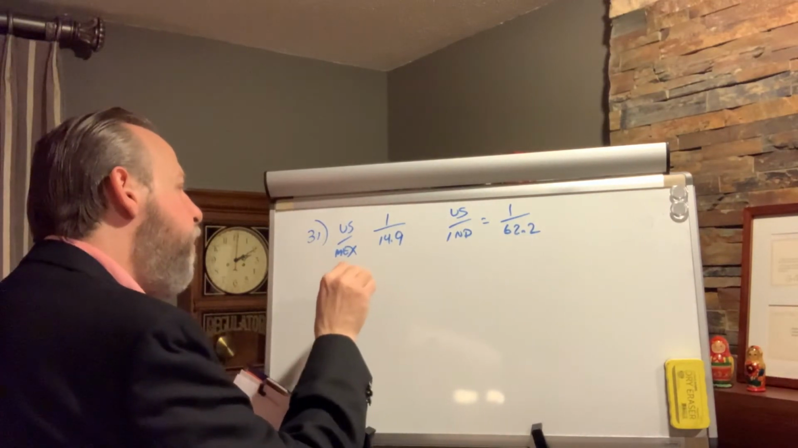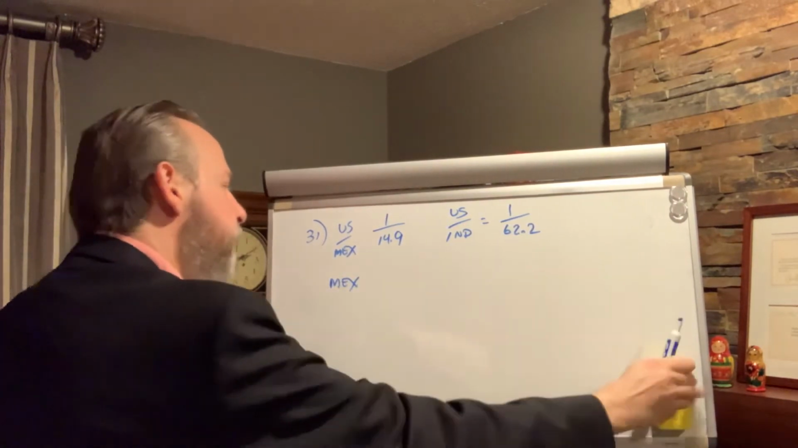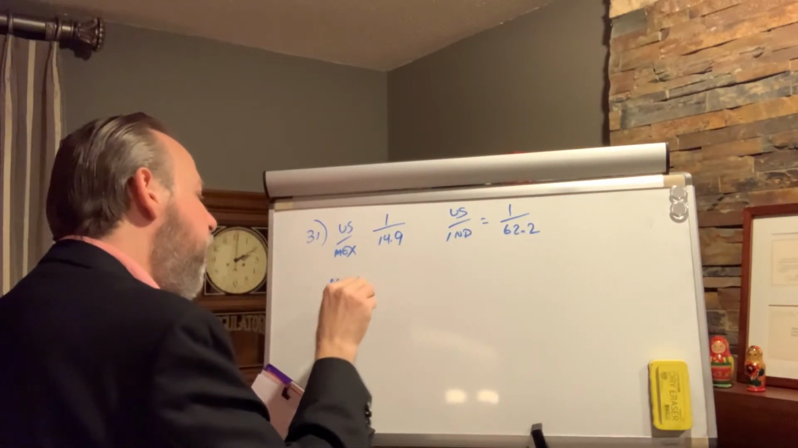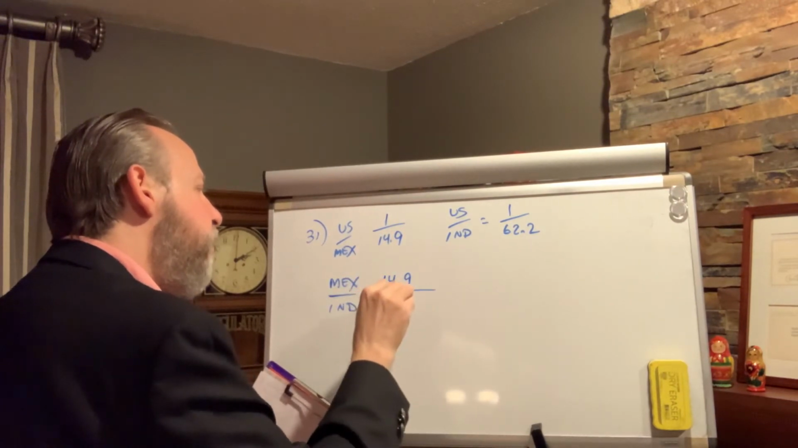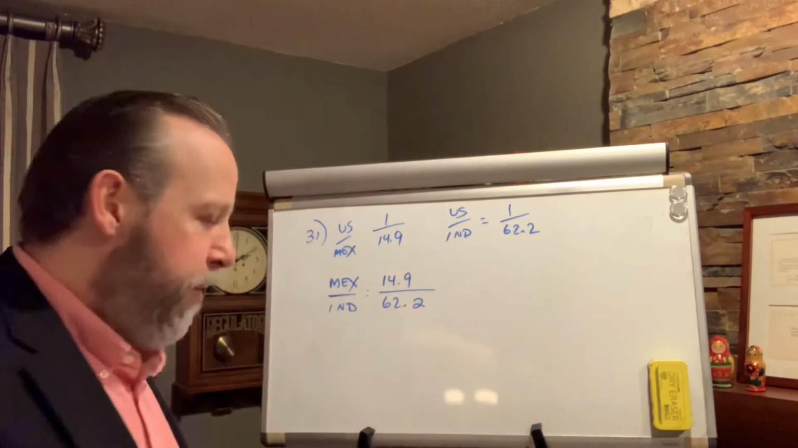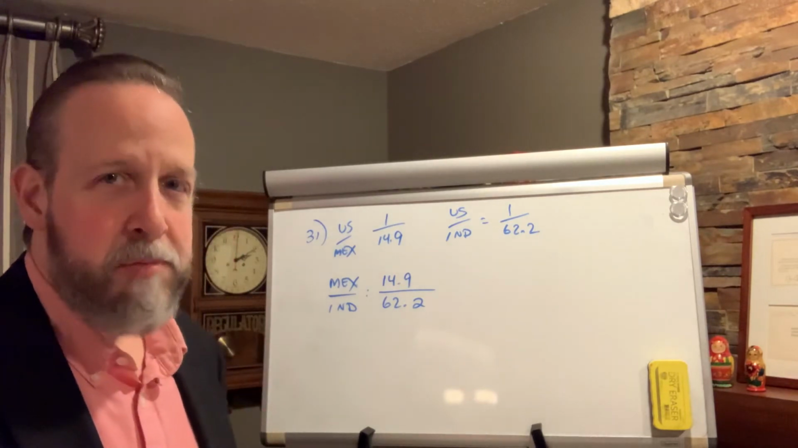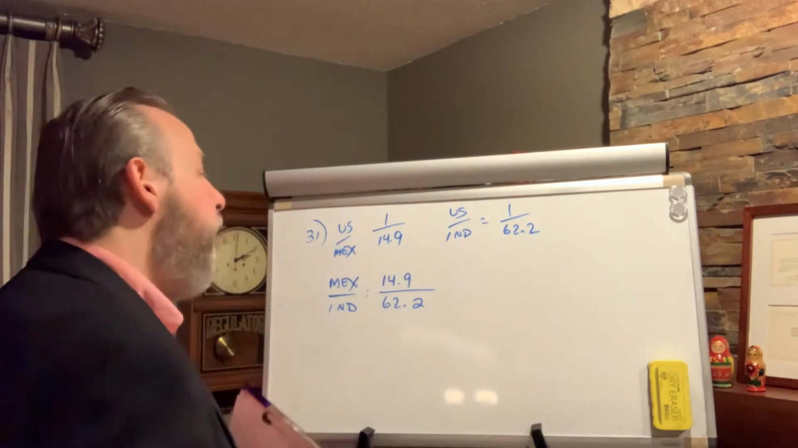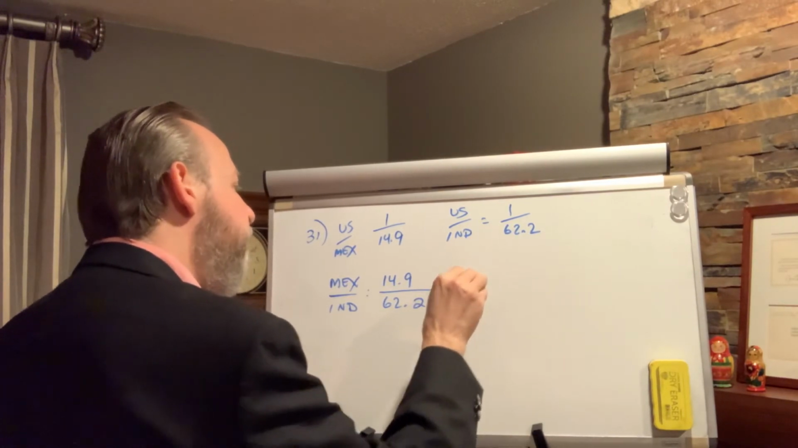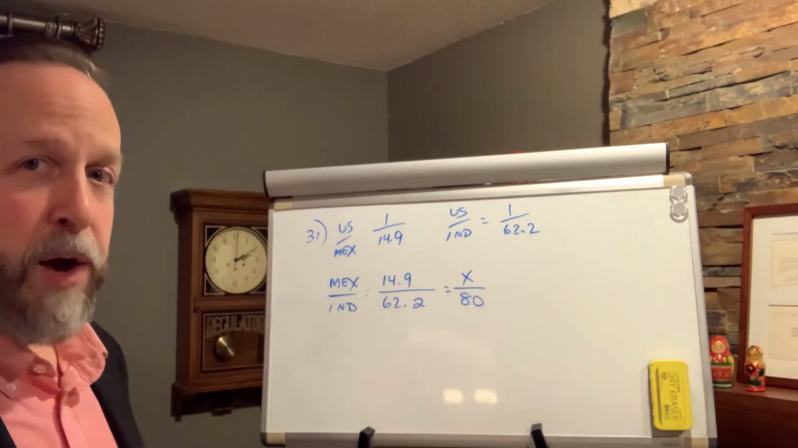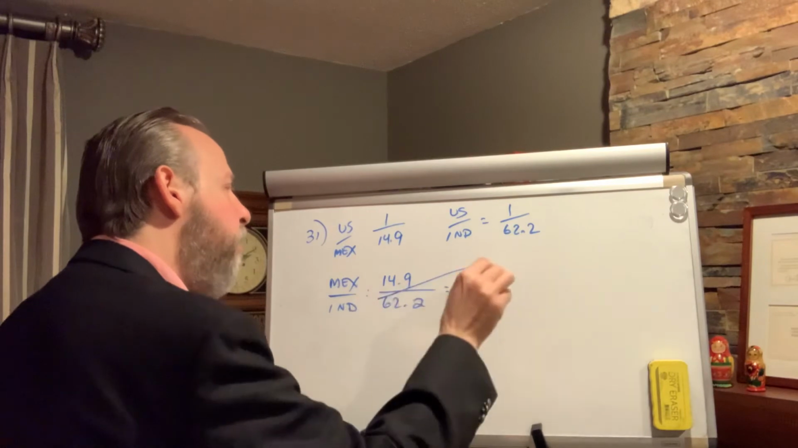So if I put Mexico over India, I have a proportion of 14.9 pesos to 62.2 rupees. The question said, if I give you 80 rupees, how many pesos will you have? If I give you 80 rupees, that means 80 is the denominator of the following ratio. Now we have a proportion to solve. How many pesos is it worth? We cross multiply.